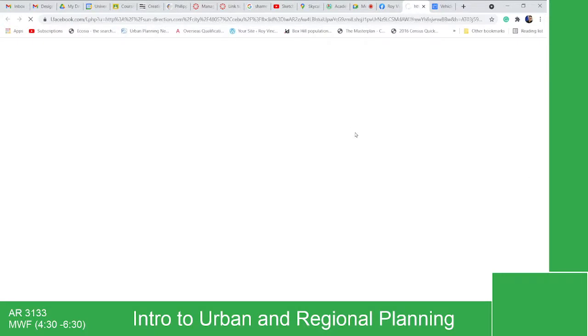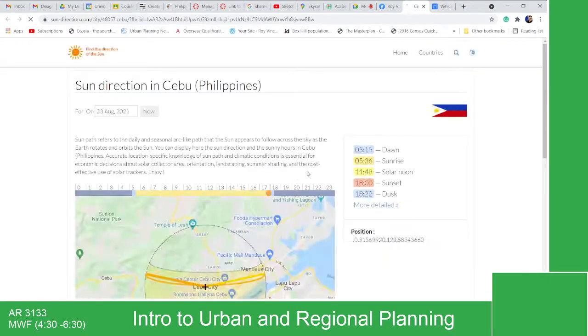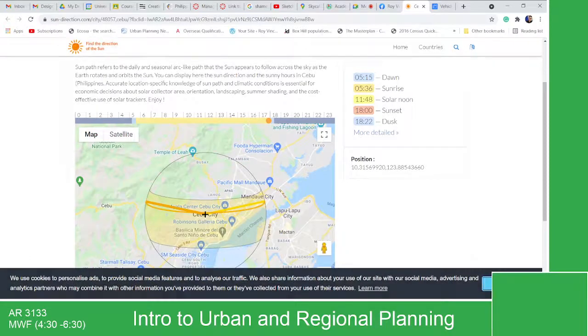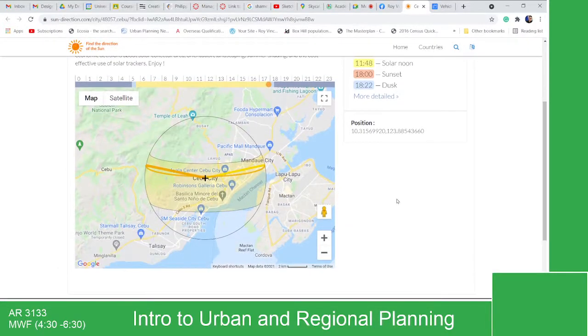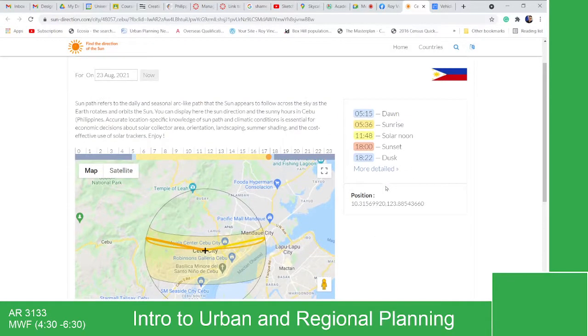So, very quickly, I just really wanted to touch on this. A lot of people didn't get how you read the sun path diagram. So we have here a website. I'll put it in the chat so you guys can see it for yourself.